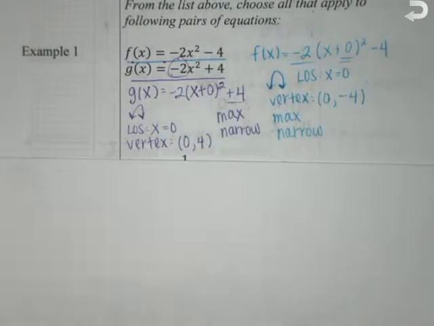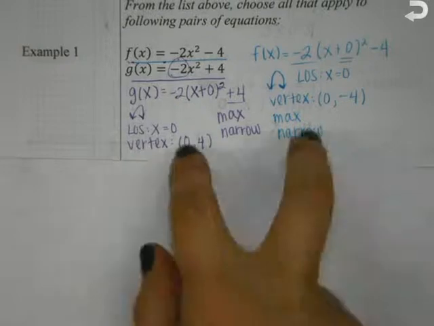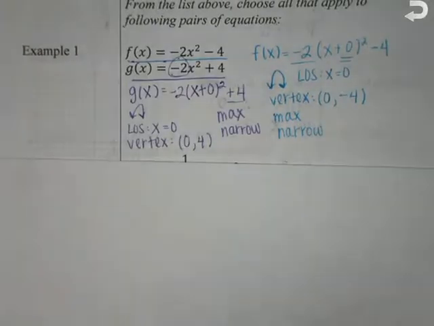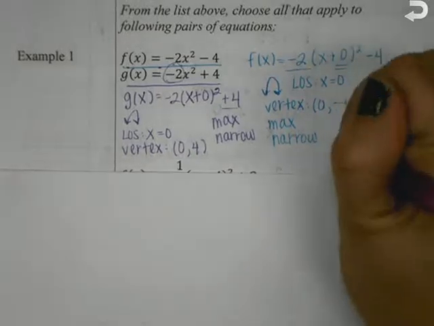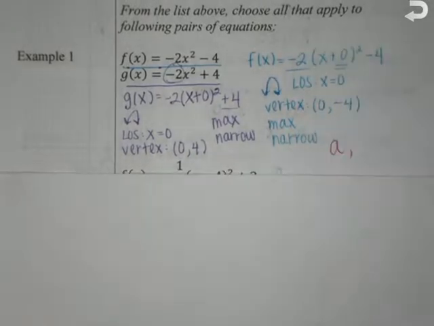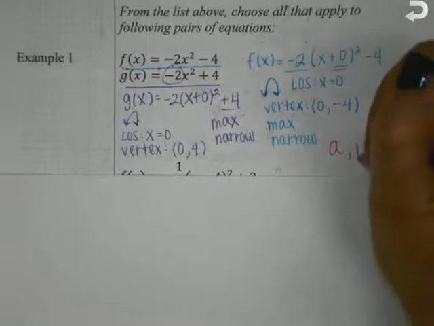What I want you guys to do is go through that list, A through H, which letters apply to these two functions. Just list them out, whatever you think might apply, now that we listed all the information. Okay guys, does A apply? Both open in the same direction? Yes, they both open down. Does B apply? They have the same line of symmetry? Yes, they do. The line of symmetry was x equals 0 for both of them.